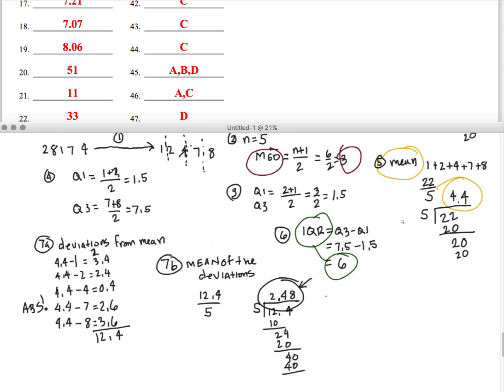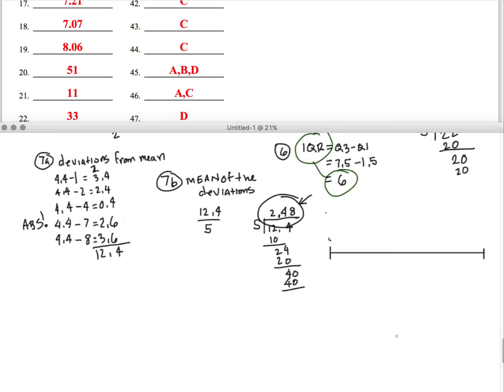Now, let me go ahead and give you a little more graphical understanding of what this mean absolute deviation is doing. Okay, so first of all, let's get our number line here. And let's get all our values, since we had all the way from 1 to 8. So we have 0, okay, we have 8. So this will be 4, this will be 2, this will be 1. Okay, so we've got 8.